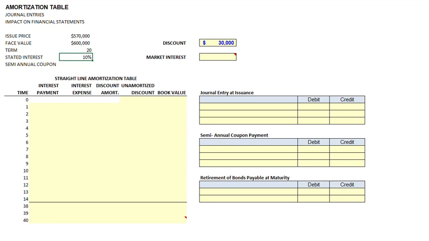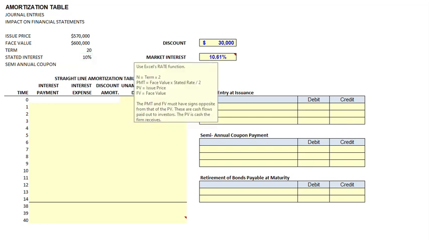We can go ahead and calculate the market interest rate on the bonds. We can do this using Excel's rate function or a financial calculator. We enter the number of periods for this bond, which in this case would be 40 periods. It's the 20-year term times 2, since it's a semi-annual coupon payment. The payment will equal the face value of $600,000 times the 10% stated interest rate divided by 2, since it's a semi-annual coupon. And of course, we would enter the present value as the issue price, how much the company is receiving. And the future value would be the face value, how much the bonds will be worth at maturity.